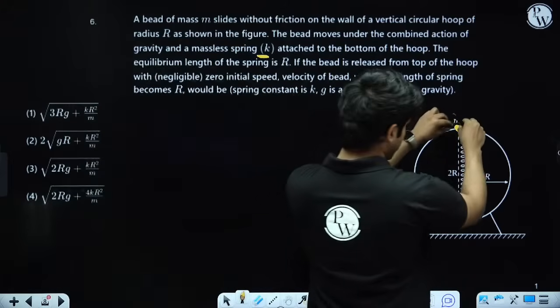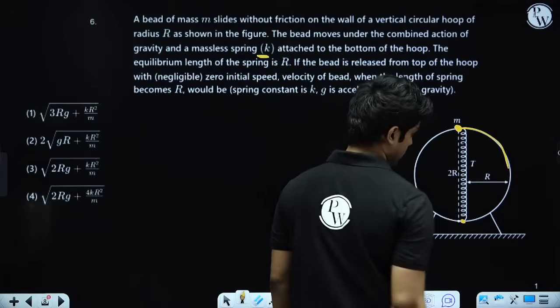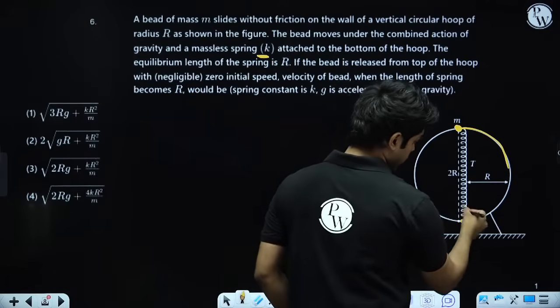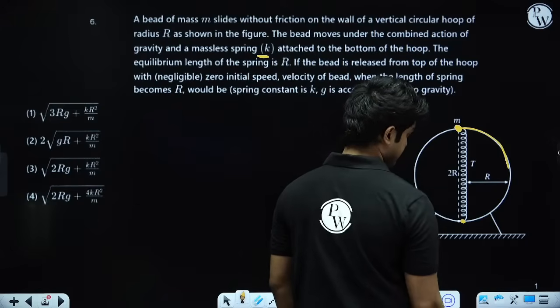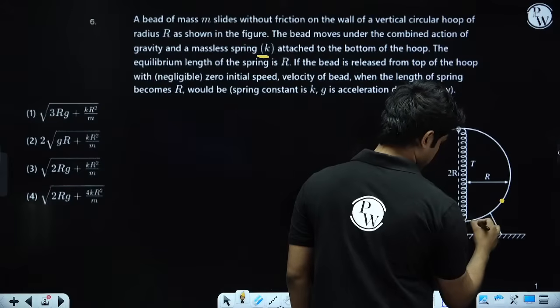Okay, so if we, let's say, release the bead and the bead starts moving along the circular path, at some point the length of this spring would become r. Okay, so let's say that happens somewhere over here.